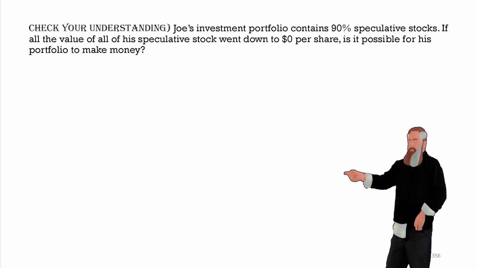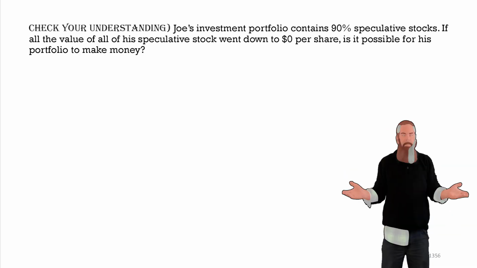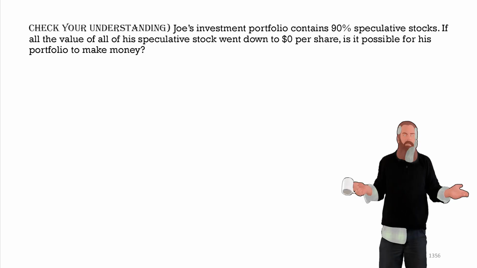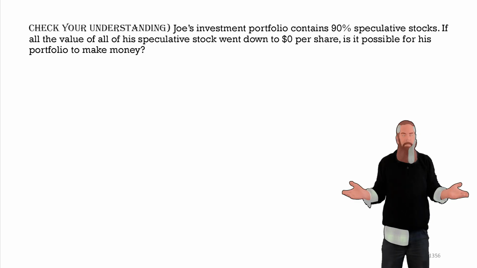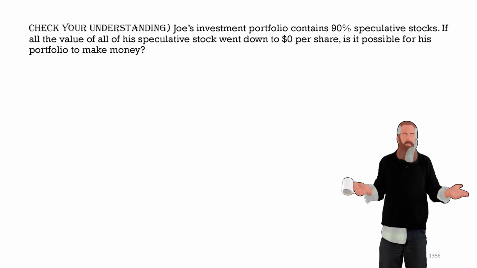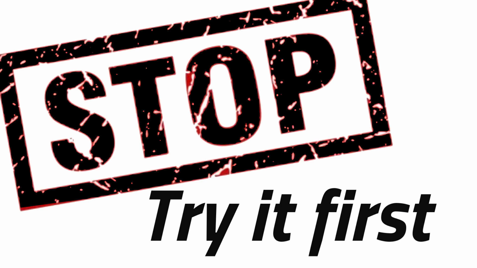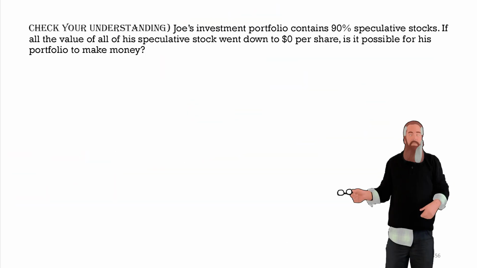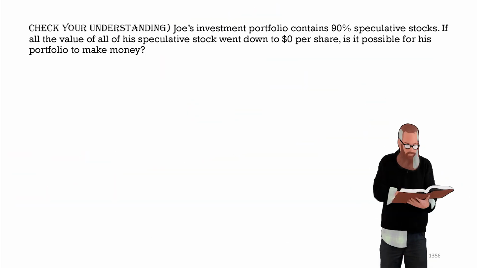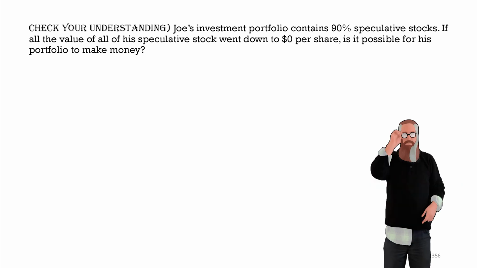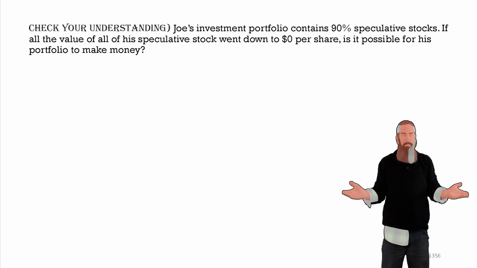Let's check your understanding by looking at Joe's investment portfolio containing 90% speculative stocks. If all the value of his speculative stocks went down to $0 per share, is it possible for his portfolio to make money? Yes, it is, if the remaining 10% of his portfolio has gains that outweigh the loss of that 90% in speculative stocks.